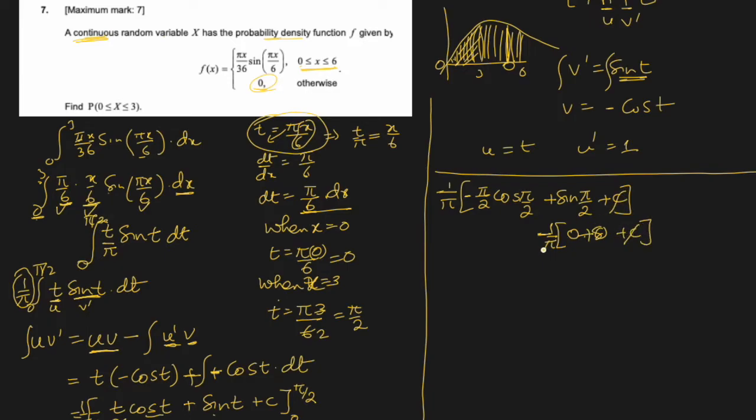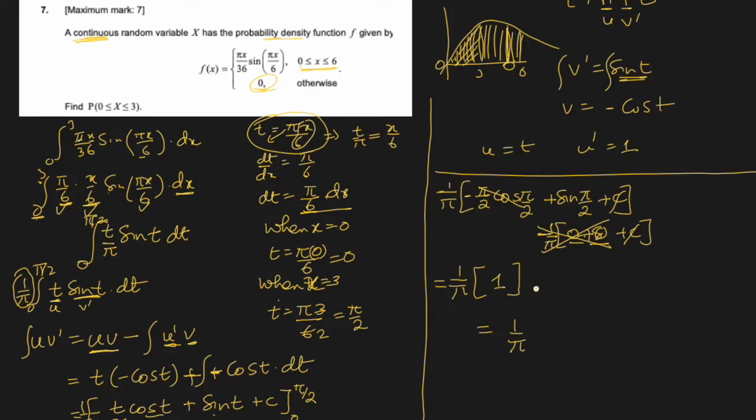C and c will cancel out. Both of them have 1 over pi, so they will cancel out. That means there is nothing here. 0 plus 0 is 0, multiplied by 1 over pi, gone. Only this thing is left, which is 1 over pi minus pi by 2. Cos pi by 2 is also 0, so this is also gone. Sine pi by 2 is 1. So the answer is just 1 over pi.